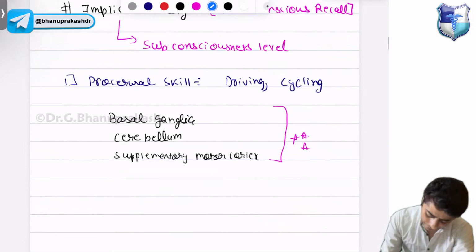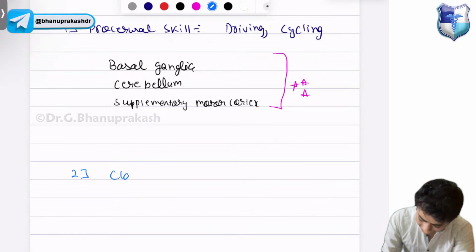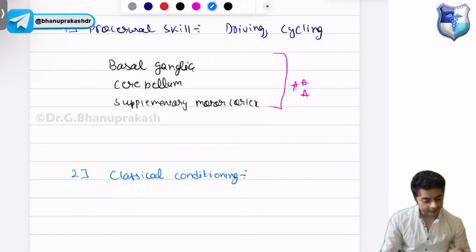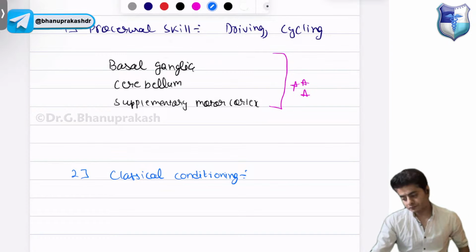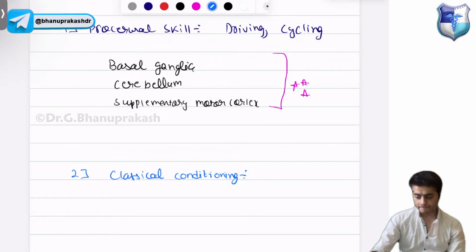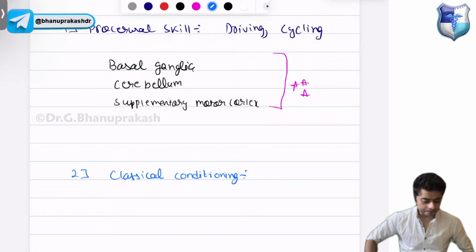After procedural skill is your classical conditioning. Can anyone tell me what you understand by the term classical conditioning? Anyone?